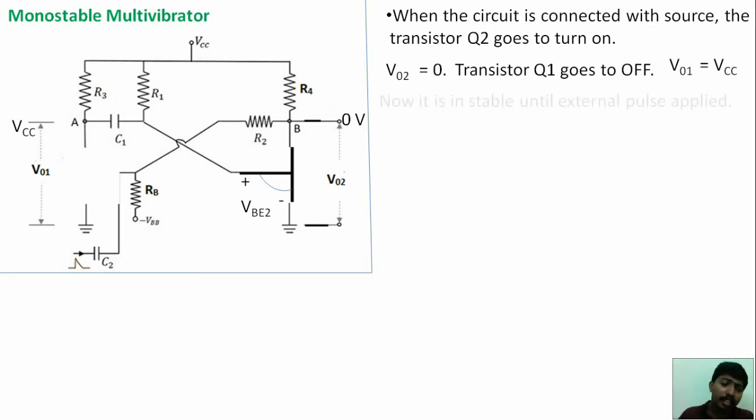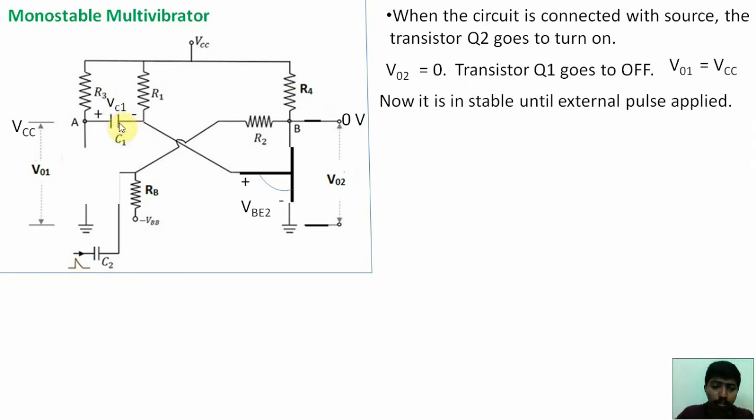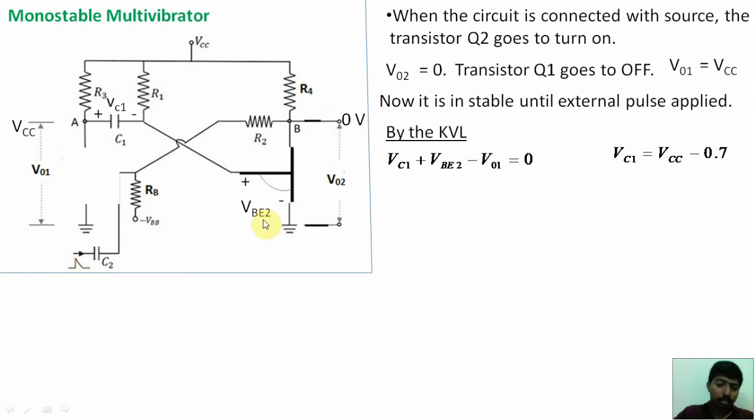Let us state this potential as Vc1. Apply Kirchhoff's voltage law around this loop. We will get plus Vc1 plus Vb2 minus V01 is equal to 0. So Vc1 is equal to Vcc minus Vb2, because here V01 is Vcc. The transistor Q2 is in on condition, so Vb2 will become 0.7 volts. So Vc1 is equal to Vcc minus 0.7.